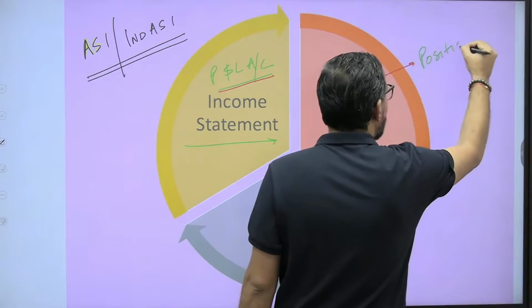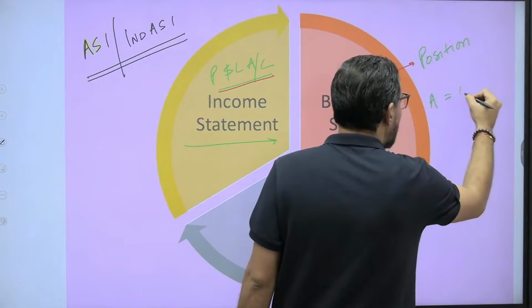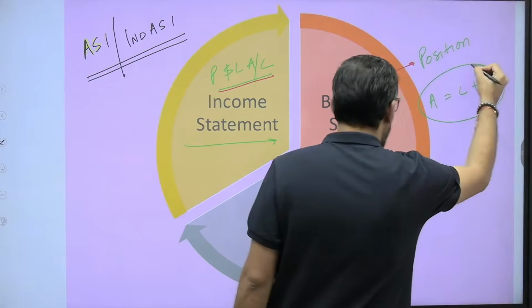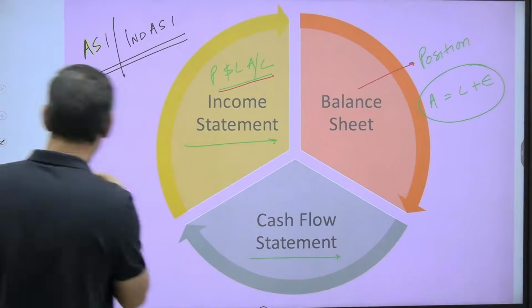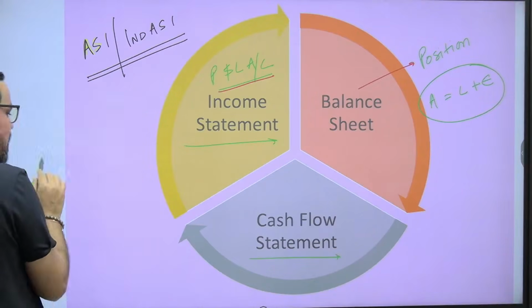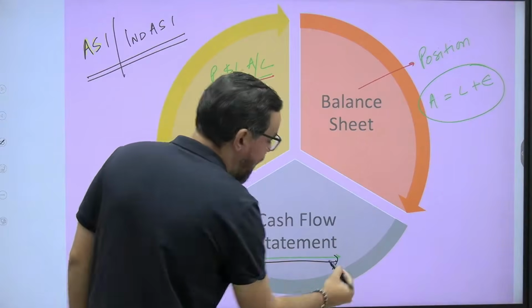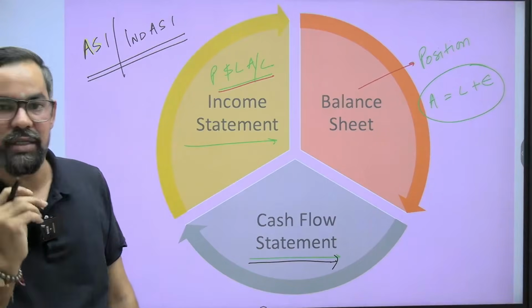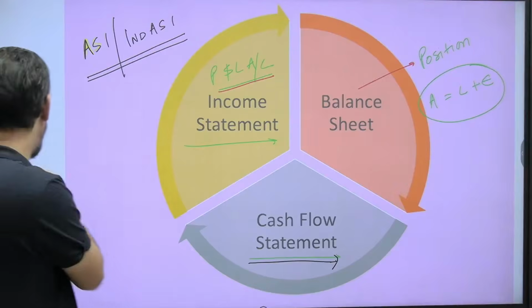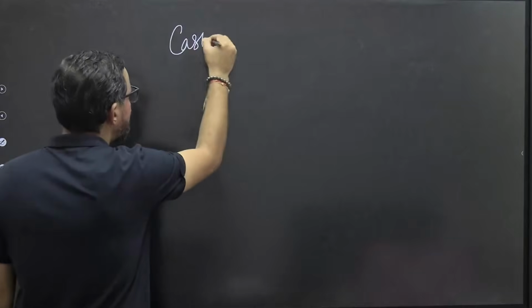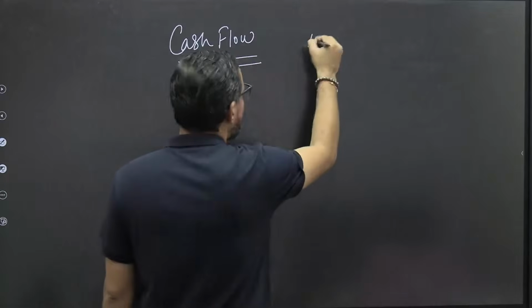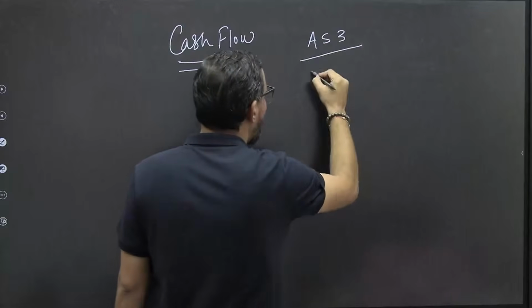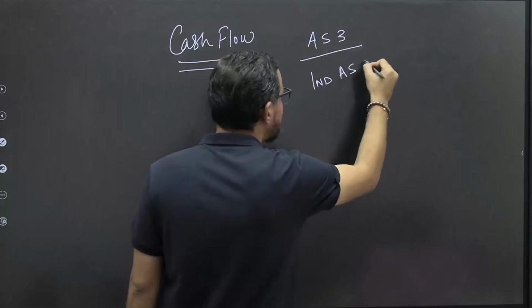In the balance sheet we have the equation: assets equal liabilities plus equity, which we have already discussed. The third one is the cash flow statement. We have to prepare cash flow statements as per the accounting standard: Accounting Standard 3, or when it comes to Indian Accounting Standard, it is 7.